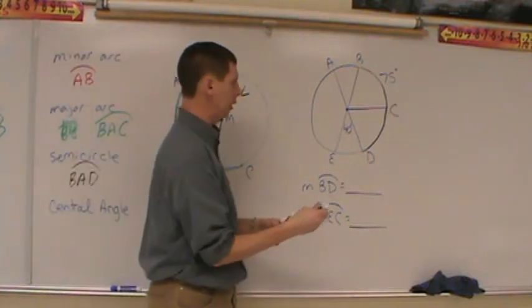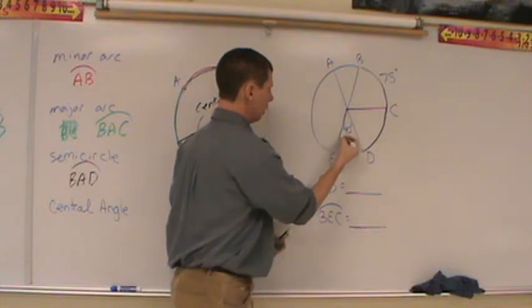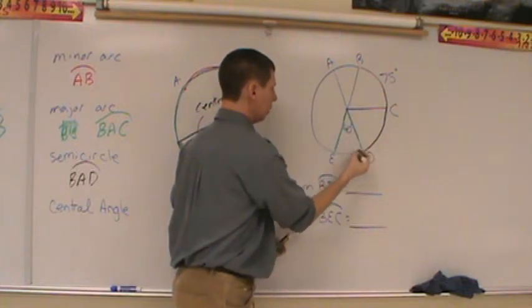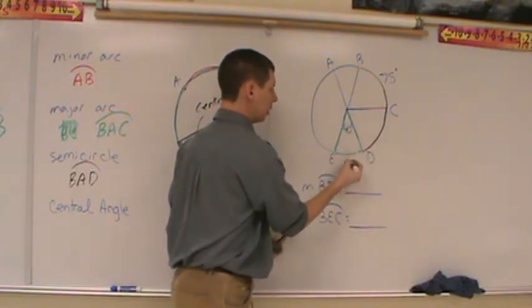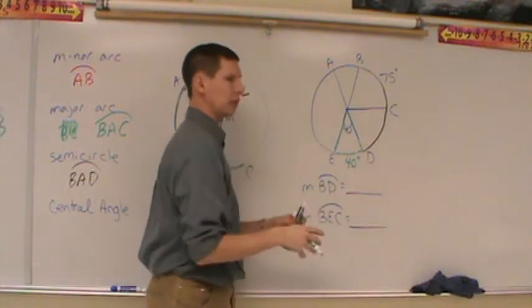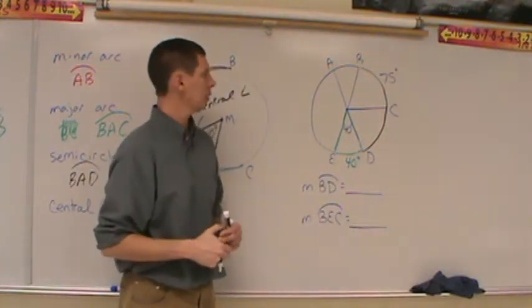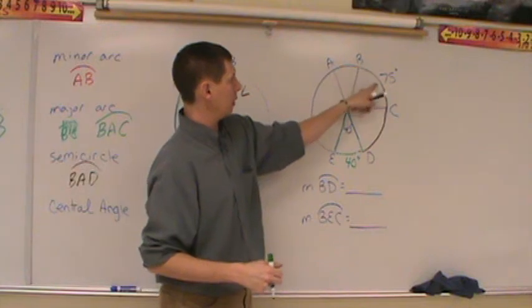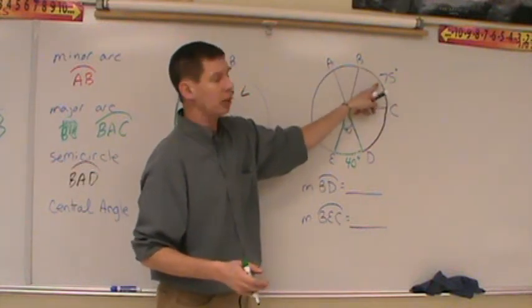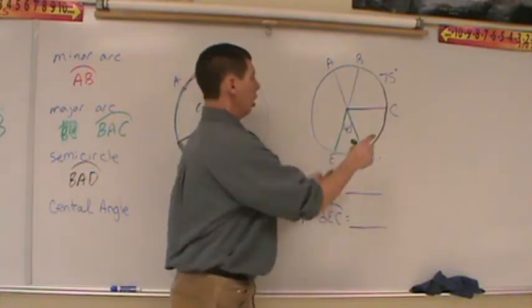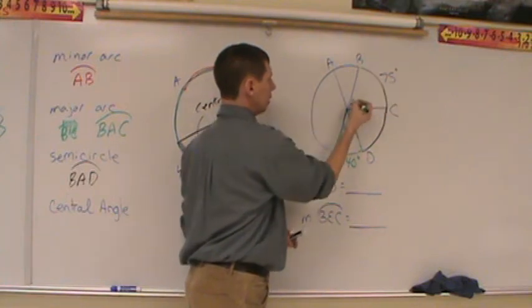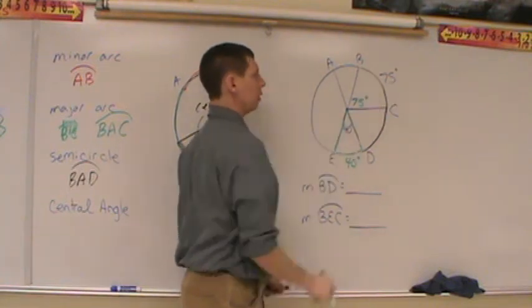So if we come over here and we notice that this angle here is 40 degrees, we notice from E to D on the circle that arc is also 40 degrees. Start to fill in what you know. If we notice an arc, B to C, is 75 degrees, we can trace that back to the center and say, well, this angle is 75 degrees.